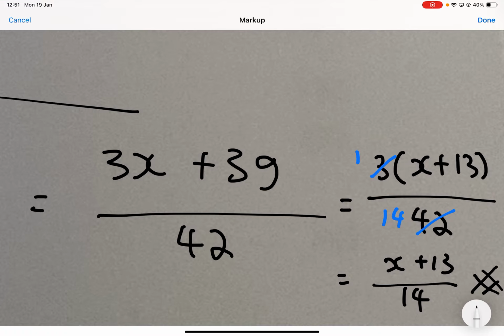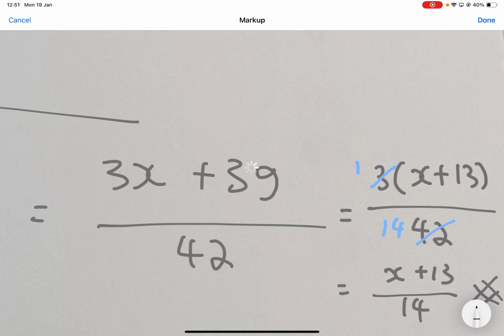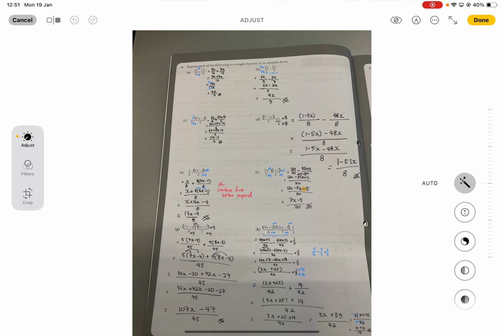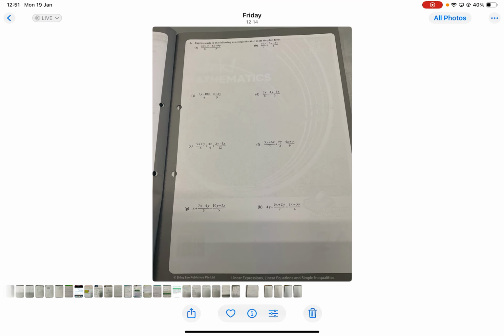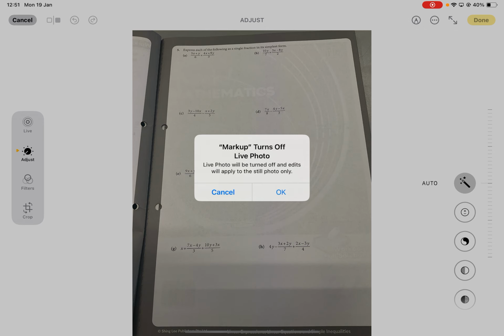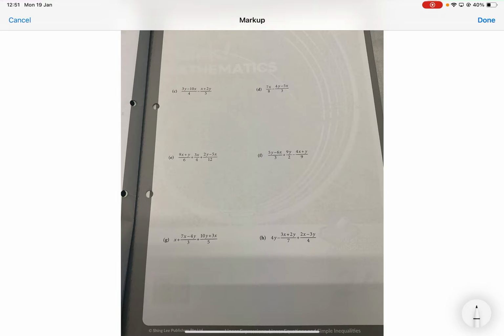Done. Done. Why so happy? Because do math, you very happy, right?